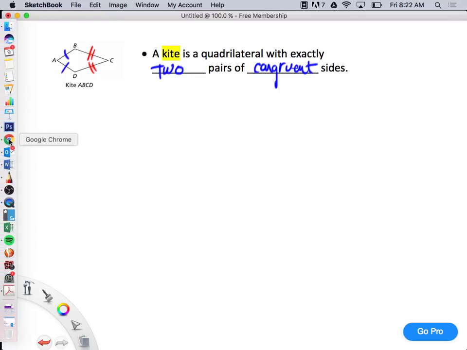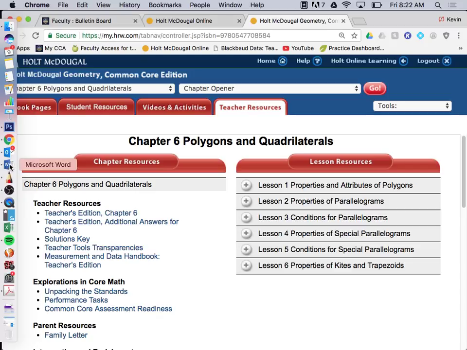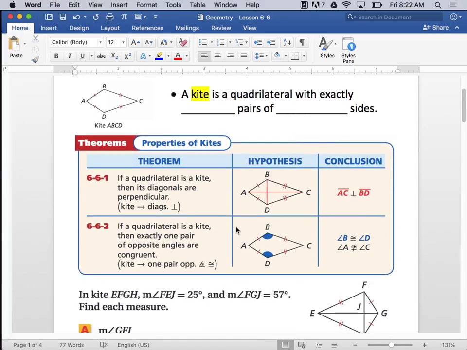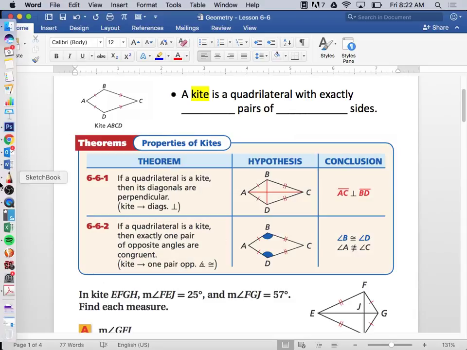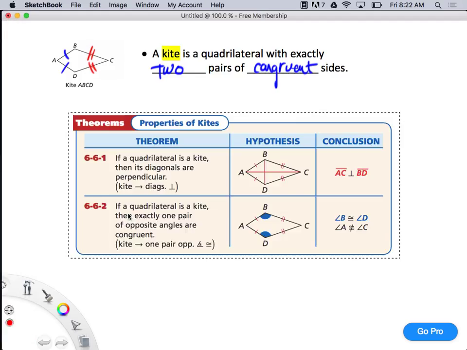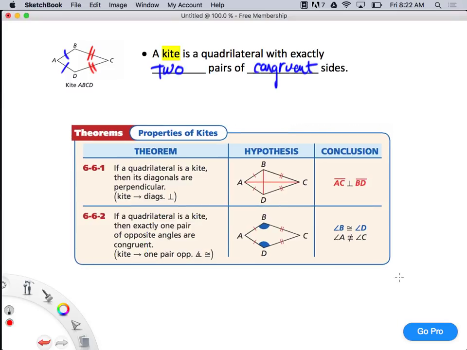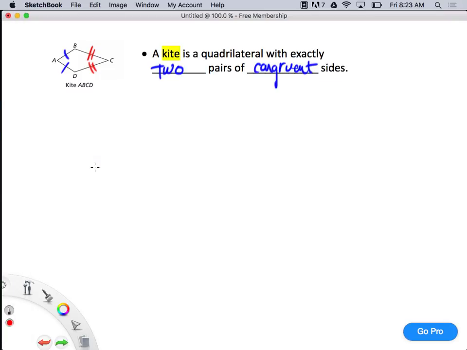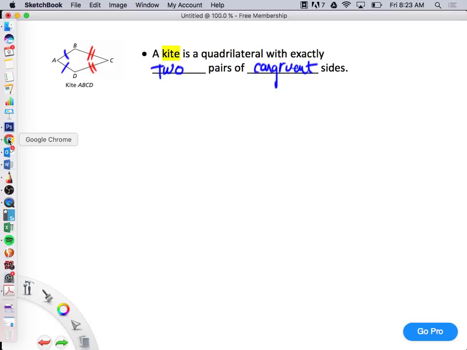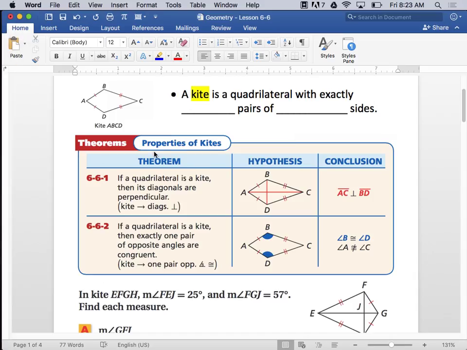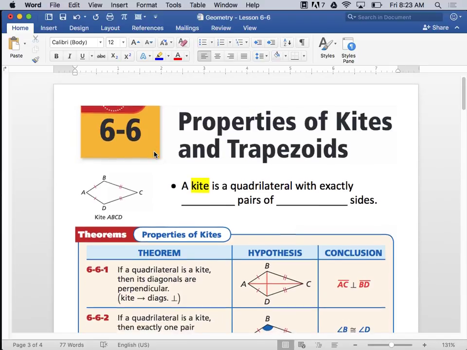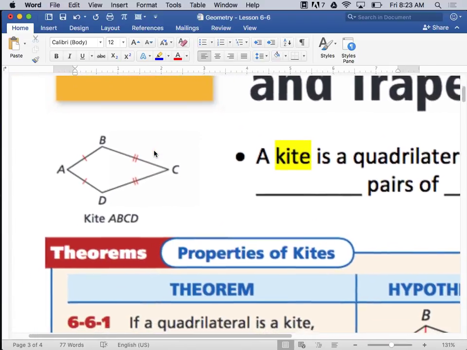So let's take a look at some of the properties of a kite. So go ahead and read 6-6-1 in your book. All right, now, I'm actually going to do this a little differently today.